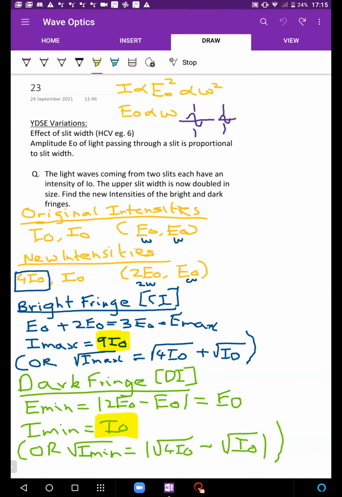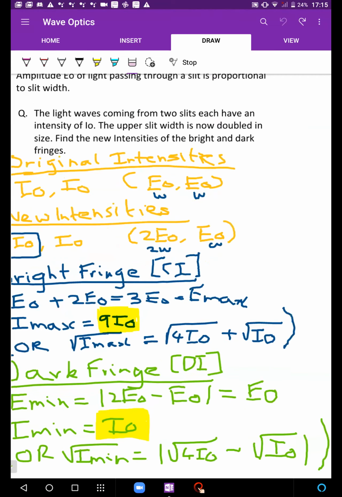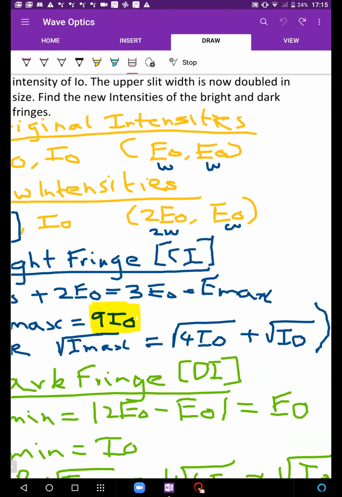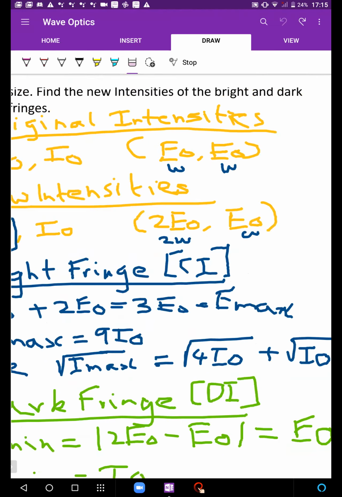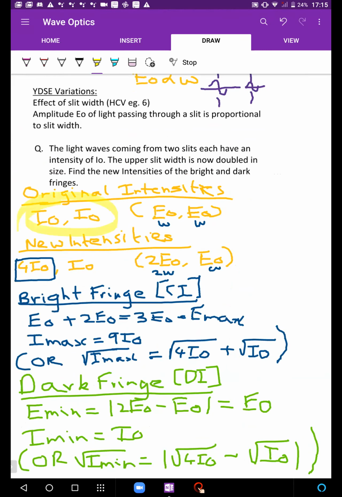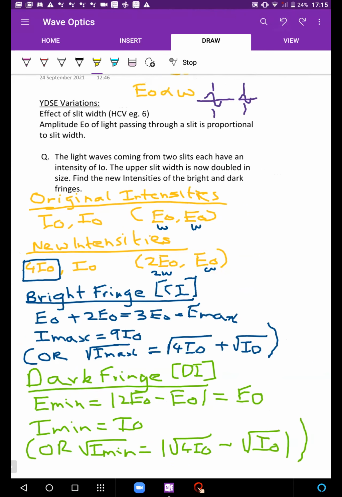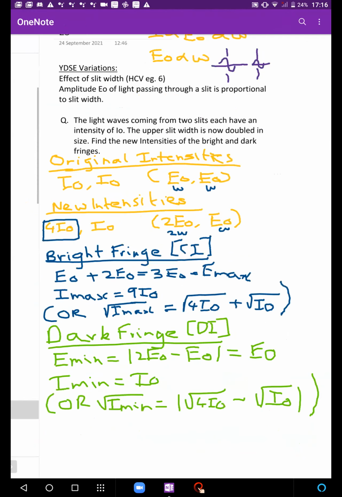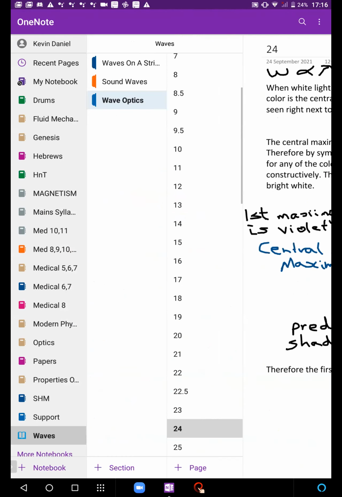The reason for that is because अब यहाँ पे minimum 0 नहीं आएगा. इसमें minimum intensity dark fringe में पहले exact 0 आता था, अब यहाँ पे 0 नहीं आएगा. You can figure out the intensities using the formula we seen earlier.